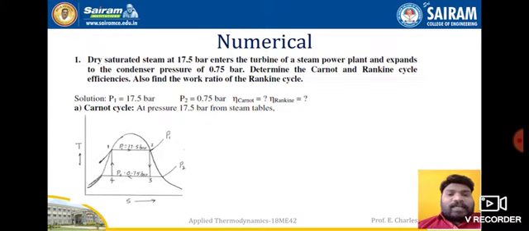So first let us see the Carnot cycle. The Carnot cycle diagram should be drawn like this, a temperature-entropy diagram. The 1 to 2 process is at P1 pressure, and the 4 to 3 process is at P2 pressure. P1 pressure is 17.5 bar and P2 pressure is 0.75 bar. This is how the TS diagram should be drawn for the Carnot cycle.